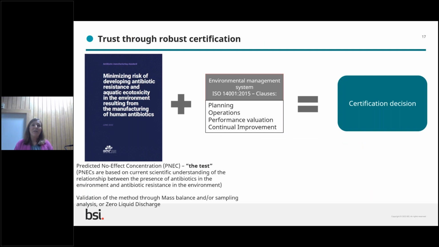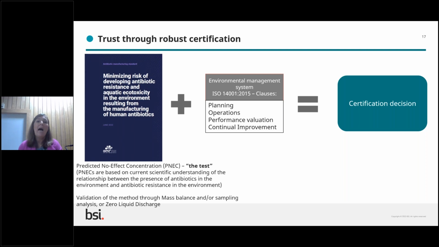So again, once the standard was launched, we went through the certification. So here's really what we do when we go and embark on the certification process. The ultimate test is that we're looking at the predicted no effect concentration, the PNEC. That's the test. Are you meeting the risk quotient of less than 1? As in, is the concentration of your discharge of antibiotics in the mixing zone less than 1? If it's more than 1, you will not become certified. That's just a very key basic test that we are running.